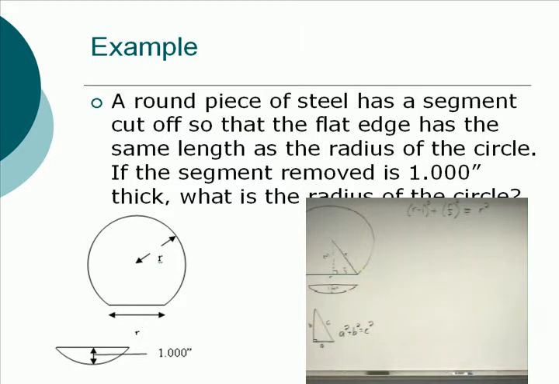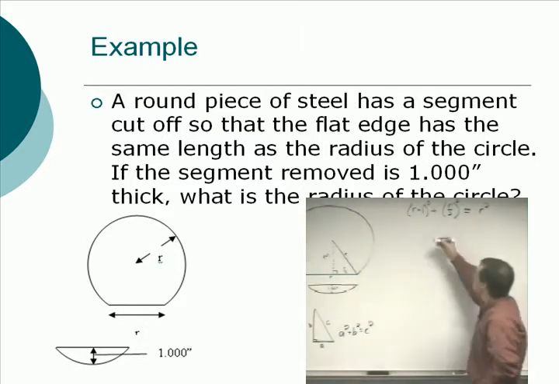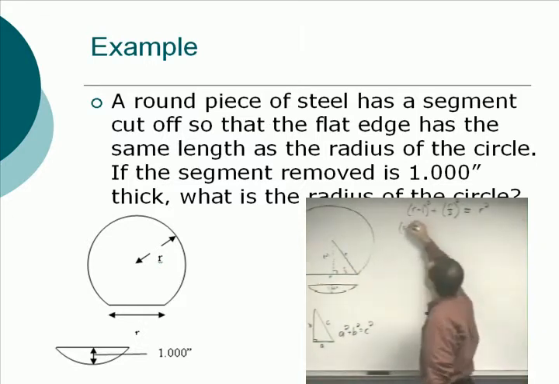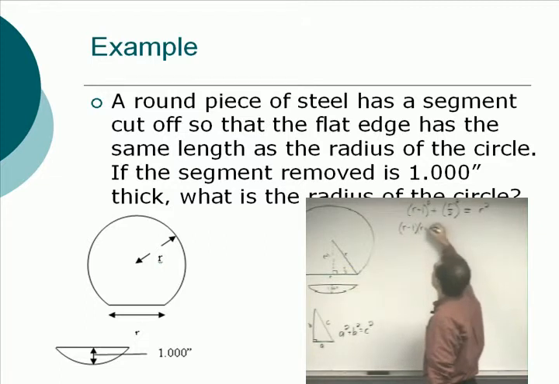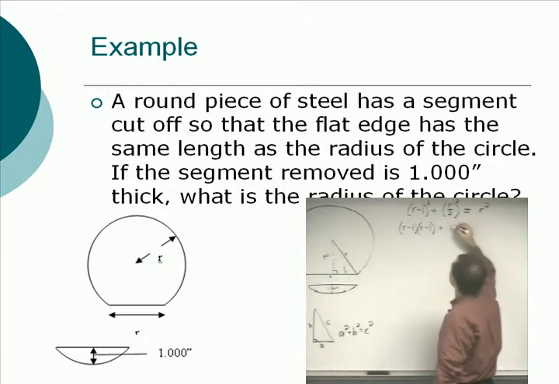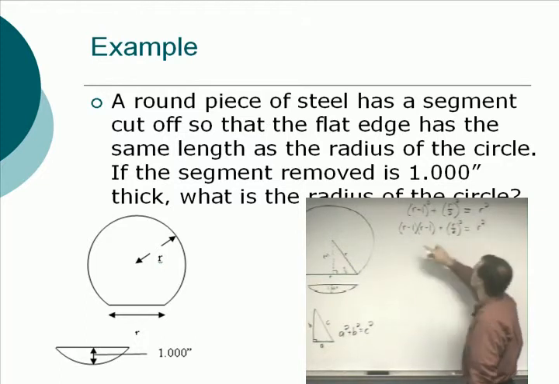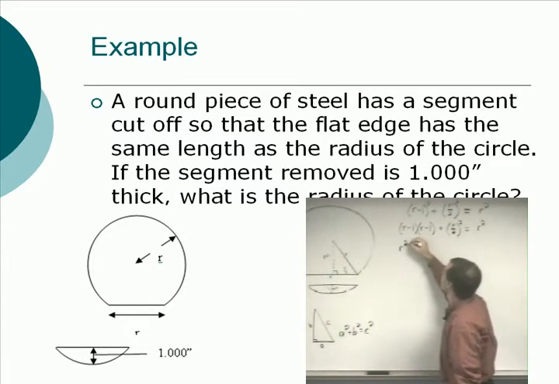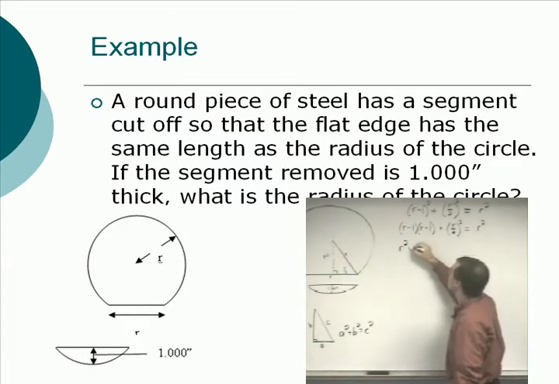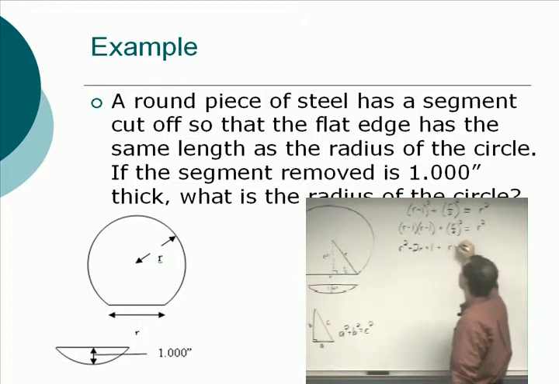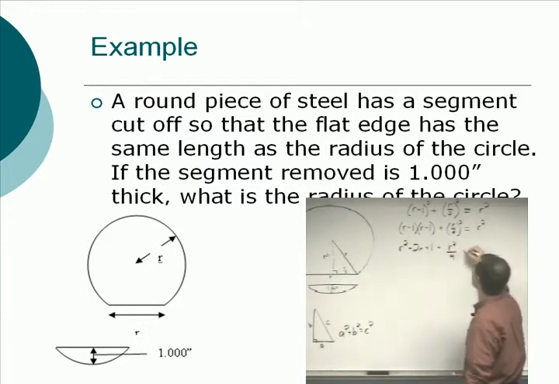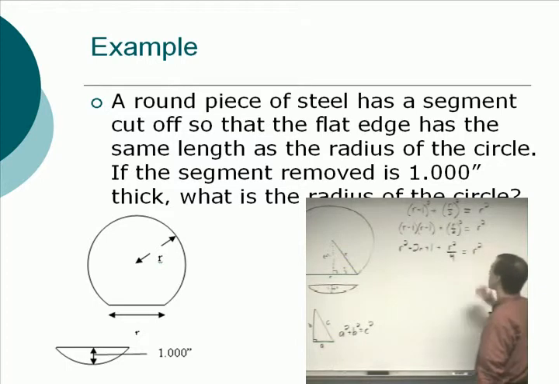Okay? So if we FOIL this out, we get r minus 1 times r minus 1 plus r over 2 squared equals r squared. So FOIL this and we get r squared minus r, that's minus 2r plus 1 plus r squared over 4 equals r squared. Okay, there's our quadratic equation. Let's stop there for a minute.